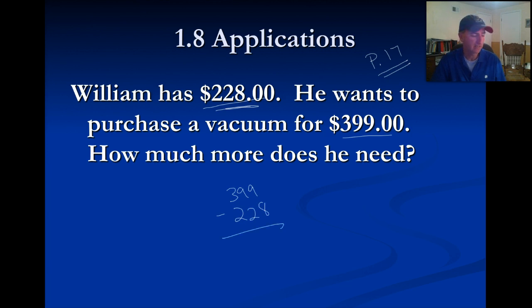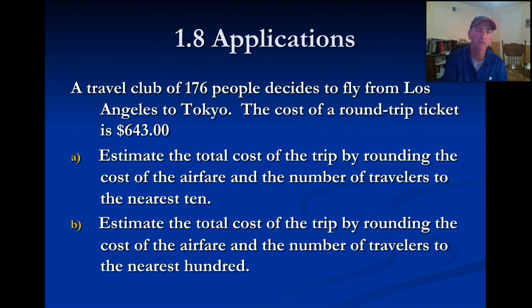And if I did that, remember we go from the right to the left. We subtract that way, down. 9 minus 8 is 1. 9 minus 2 is 7. 3 minus 2 is 1. So that comes out to be $171 is how much more he would need for that problem. Hopefully that's a simple enough application to start out for us.